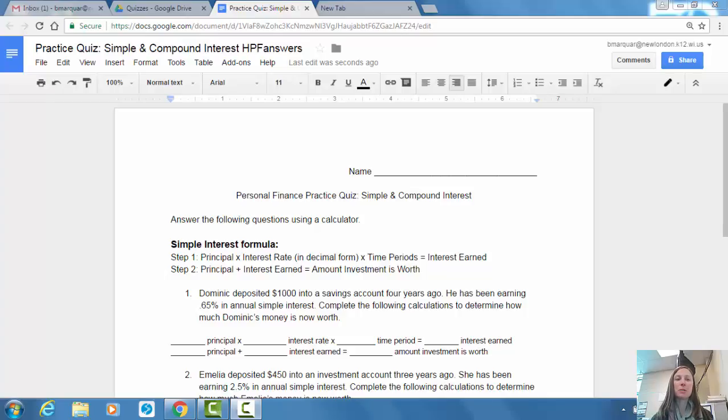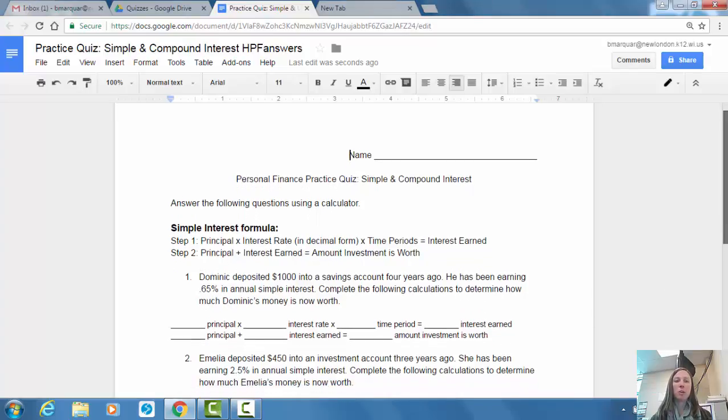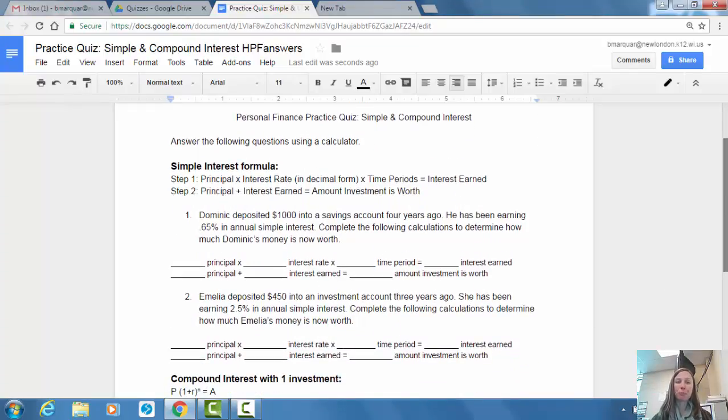Let's go through the answers for the practice simple and compound interest quiz to make sure that you understand correctly. So if we look at problem 1, Dominic deposited $1,000 into a savings account 4 years ago. He's been earning 0.65% in annual simple interest. Complete the following calculations to determine how much Dominic's money is worth now.